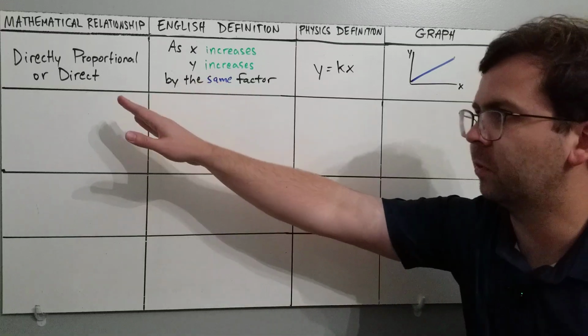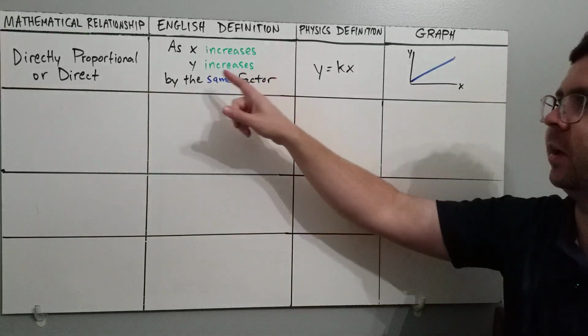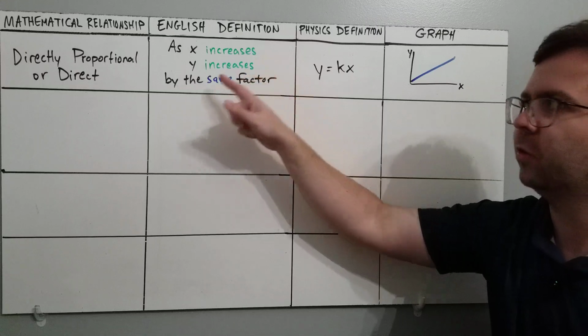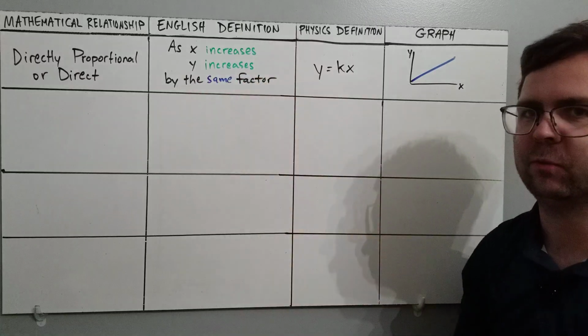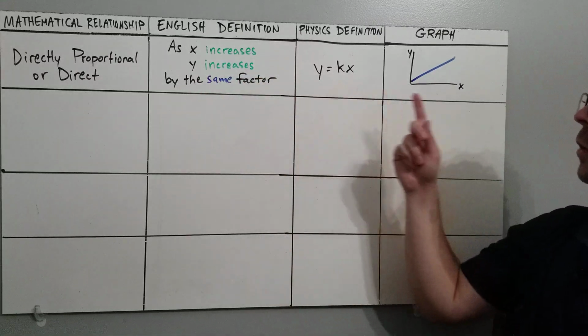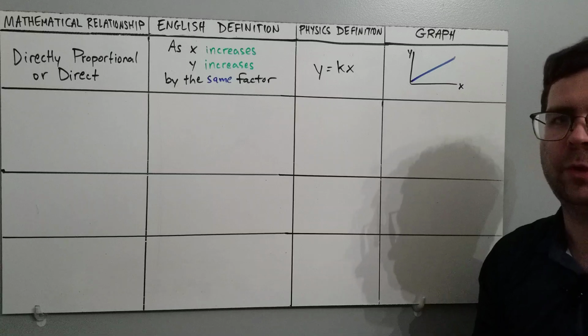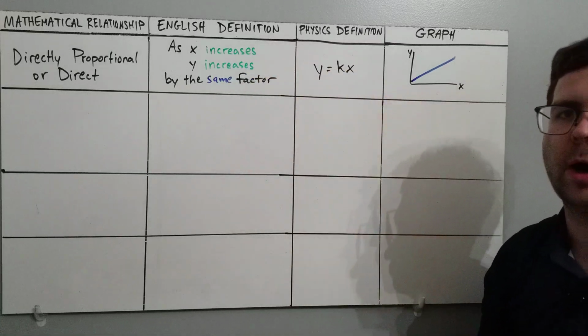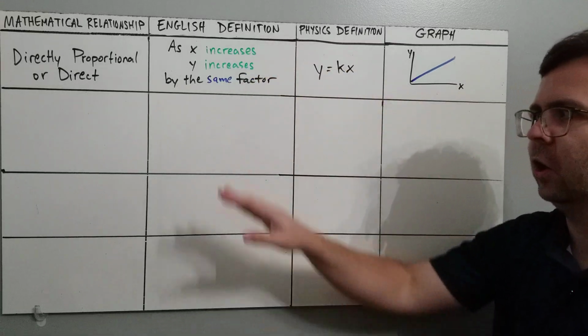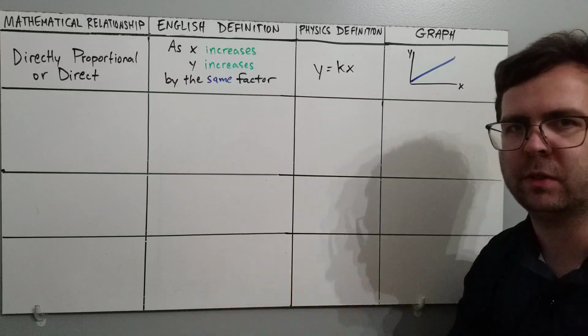But for the directly proportional relationship, we said as x increases, y increases by the same factor. There's the equation, there's the graph. And so that's what this first of 4 common physics relationships will look like. We're going to look at the next 3 in the next video.